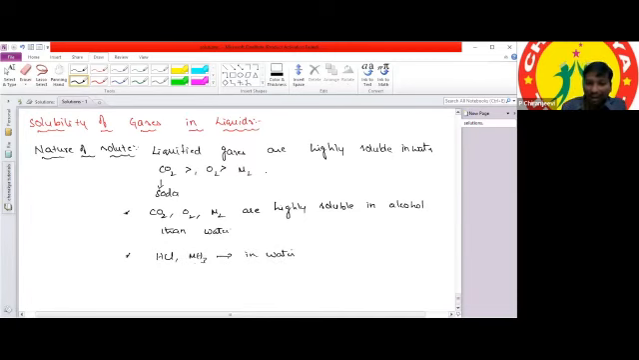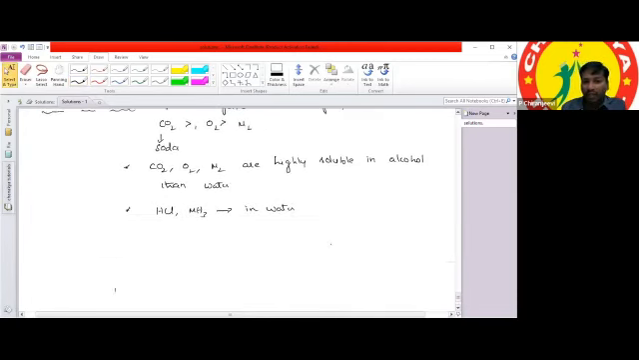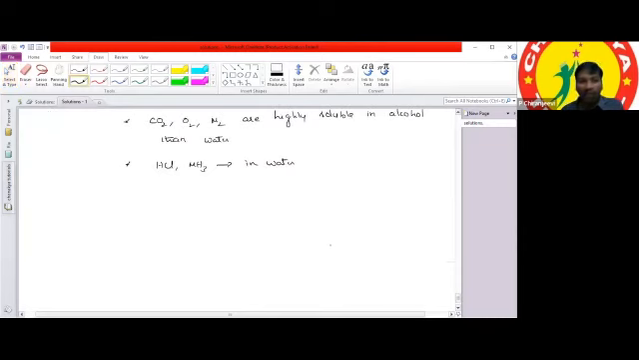Okay, and the nature of the solvent, the same concept we are also taking here. So what is the nature of the solvent? Water. If you take water, methanol, ethanol and ether, which one are we taking as the best solvent? Water is taken as the best solvent. So that's why water contains a high amount of oxygen.